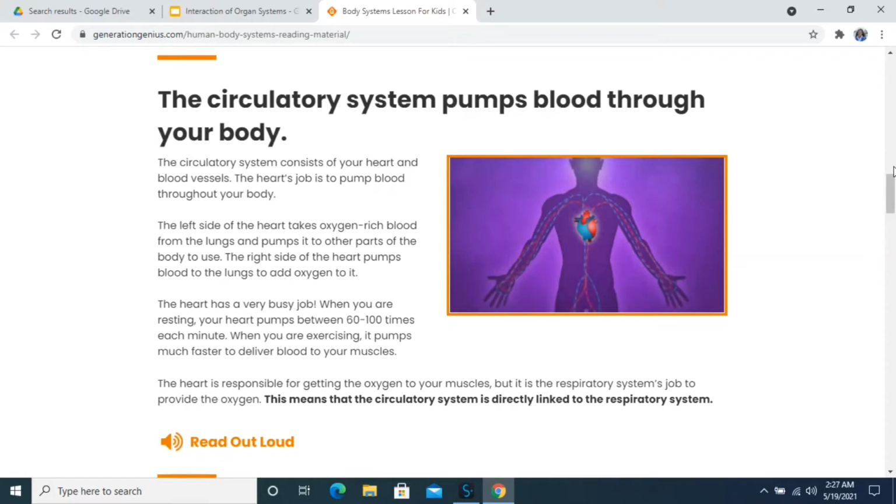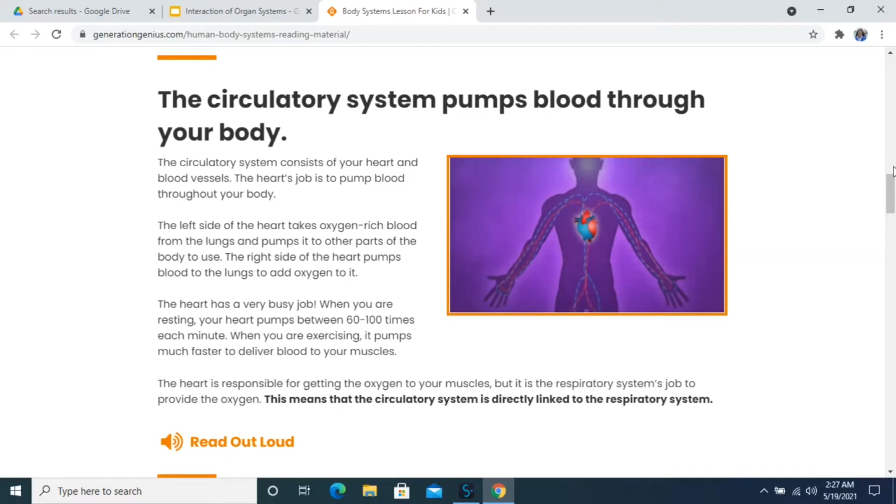The left side of the heart takes oxygen-rich blood from the lungs and pumps it to other parts of the body to use. The right side of the heart pumps blood to the lungs to add oxygen to it. The heart has a very busy job. When you are resting, your heart pumps between 60 to 100 times each minute. When you are exercising, it pumps much faster to deliver blood to your muscles.